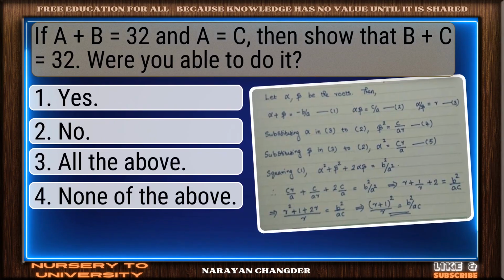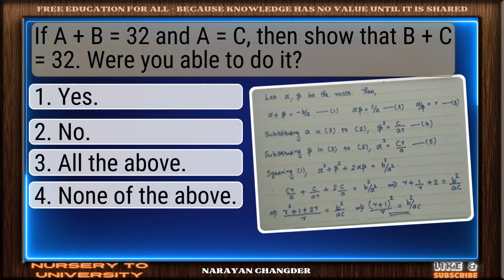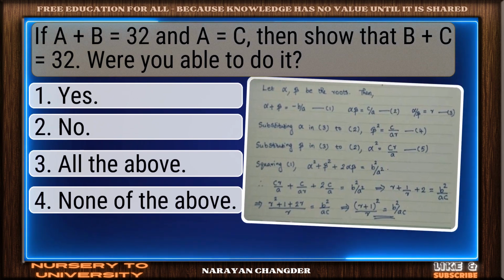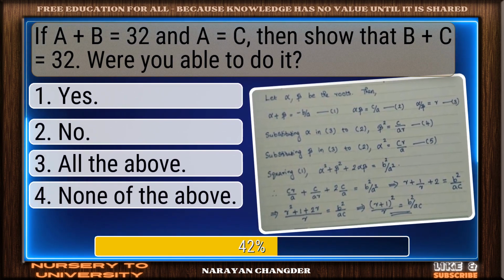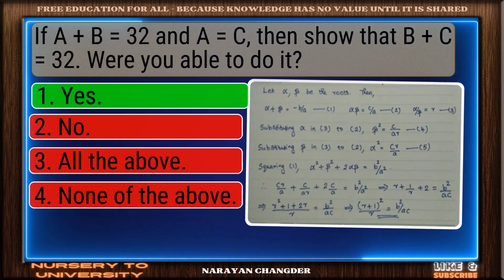Question number 18. If A plus B equal to 32 and A equal to C, then show that B plus C equal to 32. Were you able to do it? Bravo! Yes is the answer.